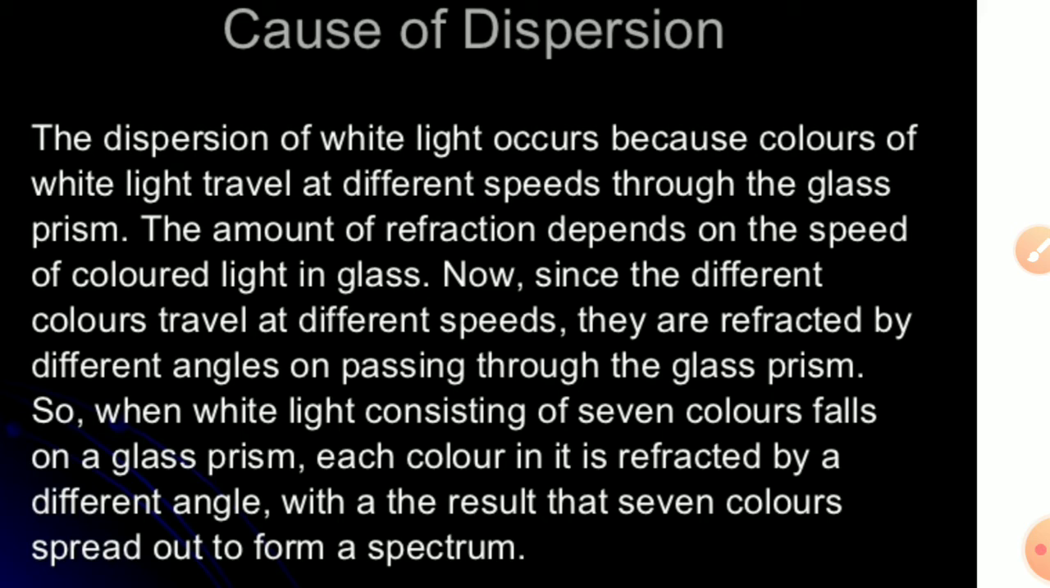The change in speed of light is the cause of refraction of light. The greater the change in speed of light, the greater the amount of bending. Since different colors travel with different speeds, the change in speed for different colors is different, so the amount of refraction, that is bending, will also be different. So when white light consisting of seven colors falls on a glass prism, each color in it is refracted by a different angle, with the result that the seven colors spread out to form a spectrum.